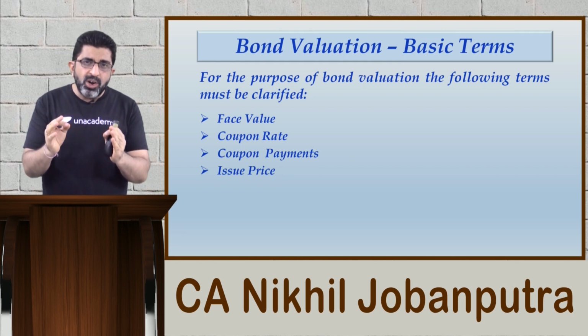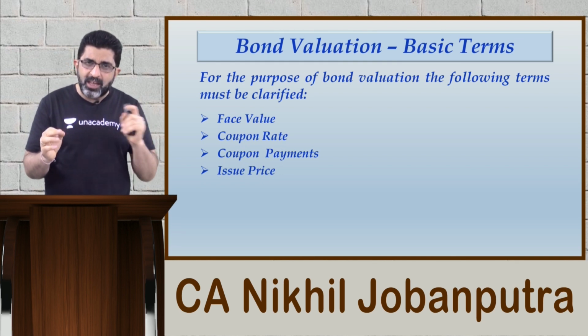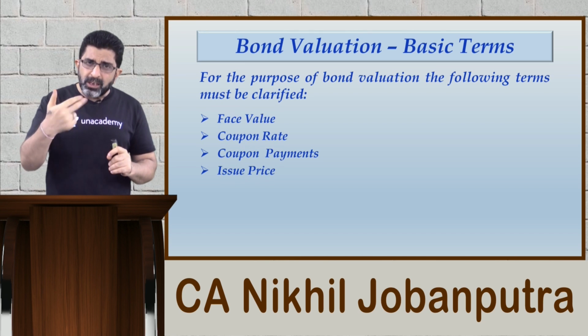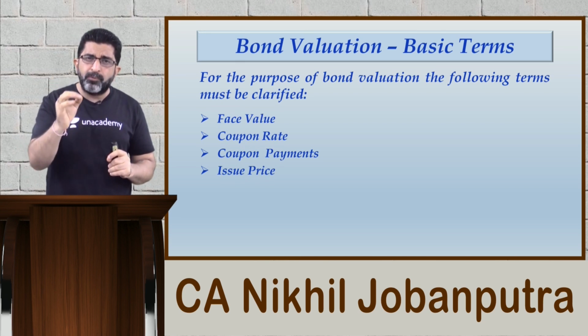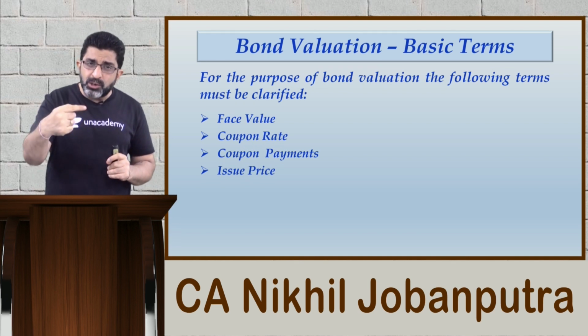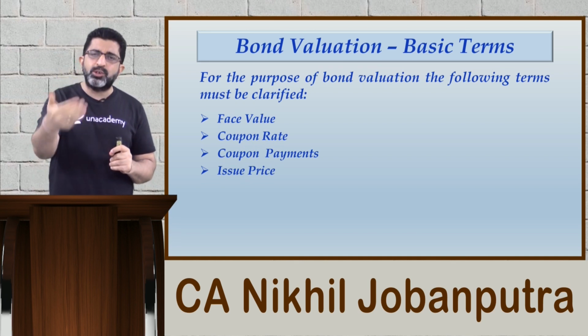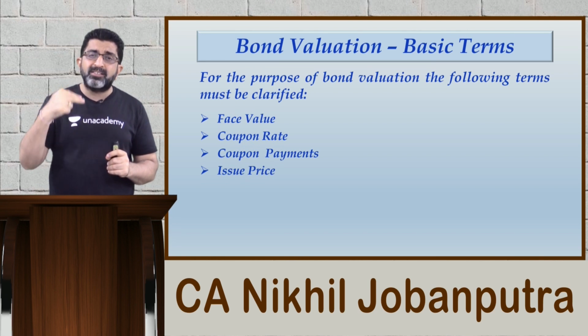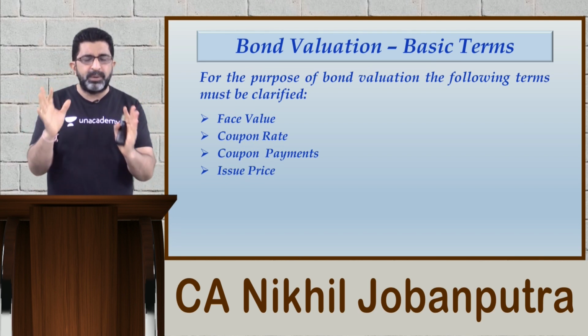So if the bond has a face value of rupees 1000 and the issuing company has issued that bond for rupees 950, that means the bond is issued at discount. If it is issued exactly at 1000, it is issued at par. If it is issued at something more than that, it is issued at premium.